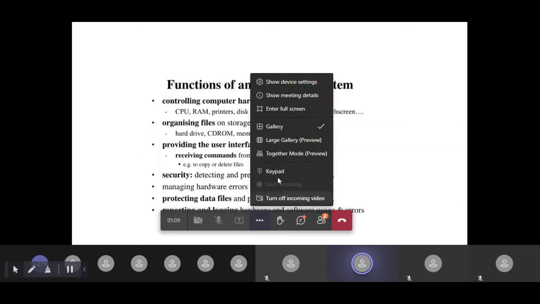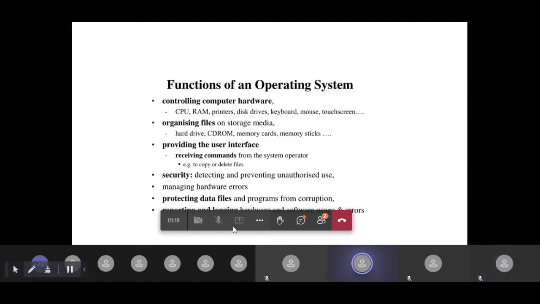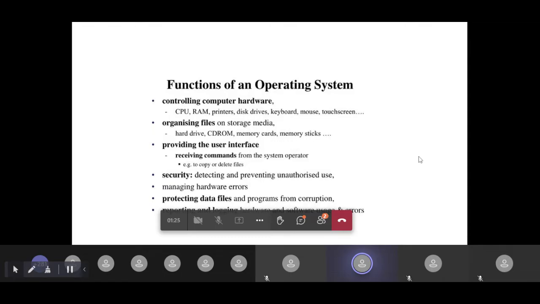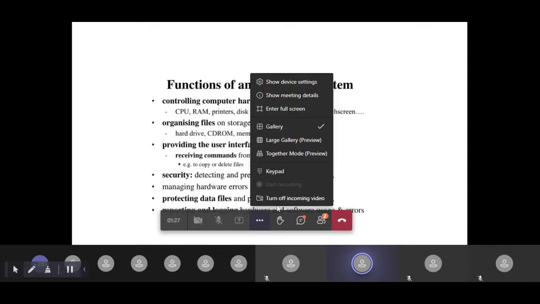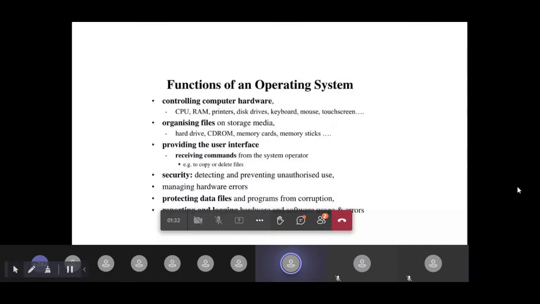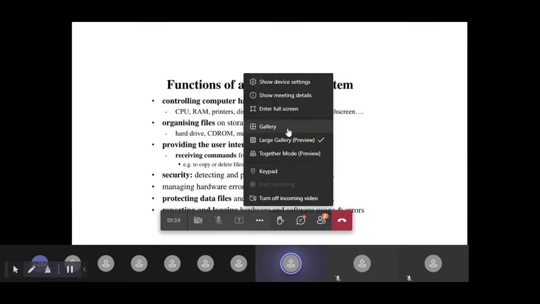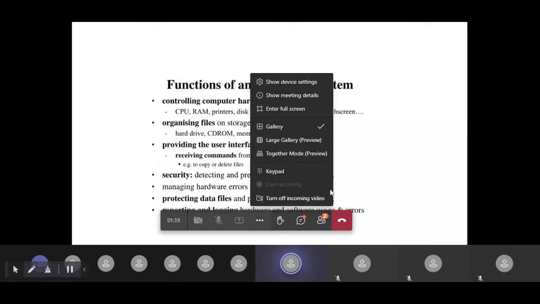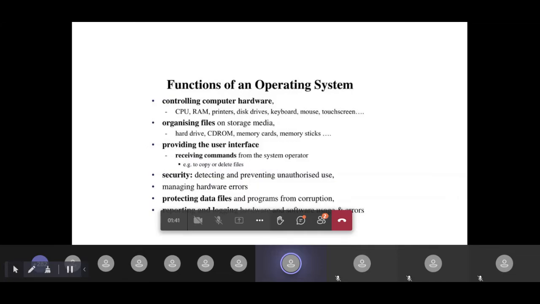Of operating system, the first one is controlling computer hardware. The operating system is the only part which is controlling the CPU, RAM, printers, disk drives, etc. And also it will organize the files on the storage media. For example, it is organizing files on the hard drive and the memory cards and in our main memory, and it provides the user interface. And it provides security and managing hardware errors, protecting data files, and reporting and logging the hardware and software.